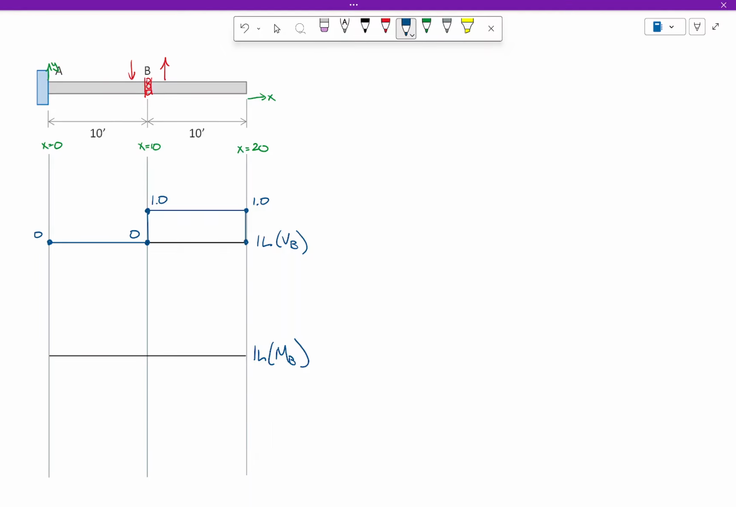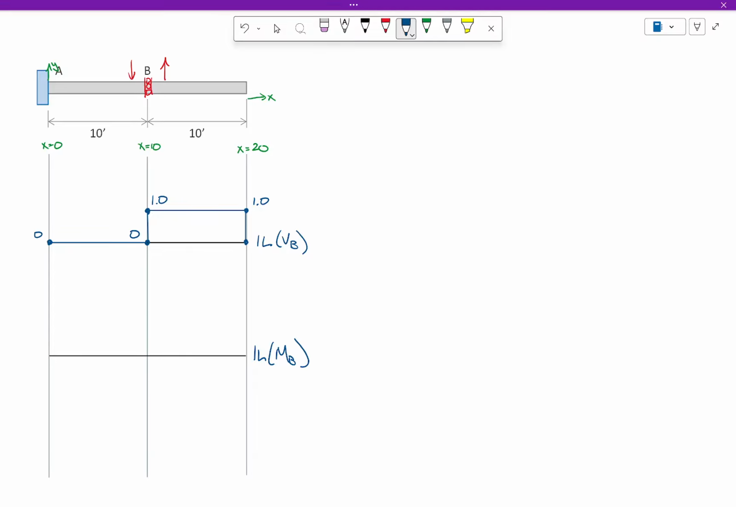What is the slope of this line and this line? 0, 0. But they're the same. Does that make sense? Everybody okay with that? I propose that the influence line for the shear at B looks like this.